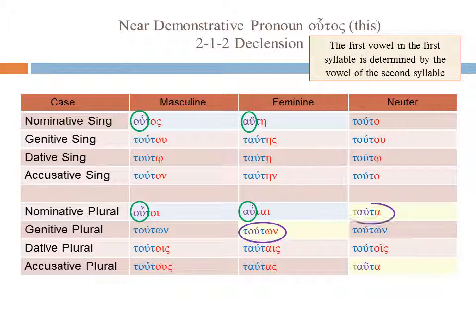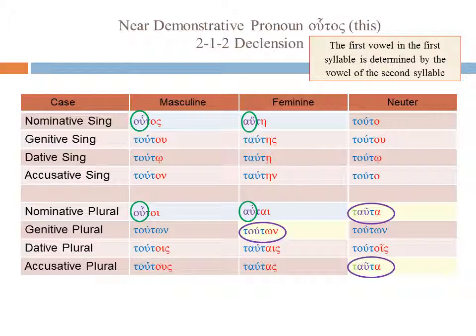The only other time it happens is in the nominative and accusative plural neuter. Remember, they're always the same, and the ending is always alpha. So this is the only form that ends in an alpha, right, in the near demonstrative 2-1-2. So it affects the first syllable, and what we expect, we had right above it, tuta, this is second declension, we expect tuta, and instead we get tauta. So in these three instances, the genitive plural feminine, we get toutōn rather than tautōn, and in the neuter plural, nominative and accusative, we get tauta instead of tuta.